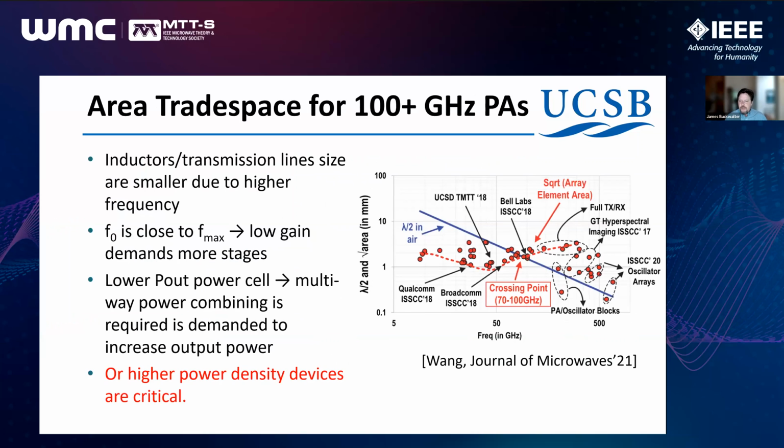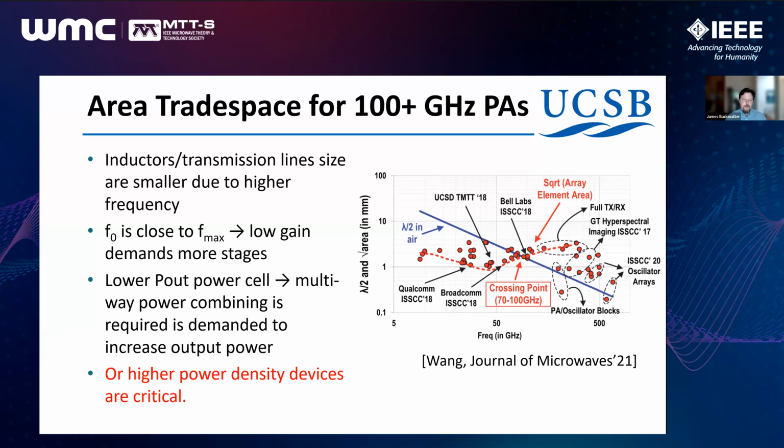Within the research literature, Huawei has captured this in a recent Journal of Microwaves article. The way to look at the research literature and see this trend is comparing the frequency with the lambda over 2 pitch here. And as you can see in the recent literature, the red dots start to cross this line of lambda over 2 around 100 gigahertz.